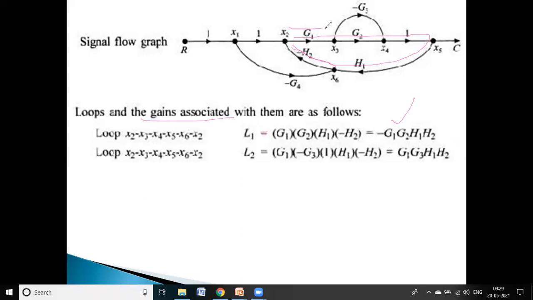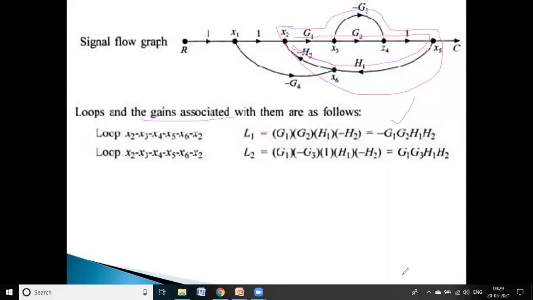And one more loop gain, we can take this as another loop. The second loop is G1, minus G3, unit value, and H1 minus H2. So we can consider that as loop 2. There are no other loops. Even if we observe the graph, only two loops we can identify.